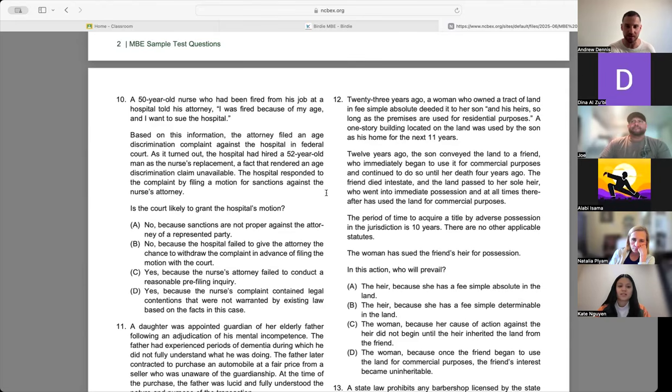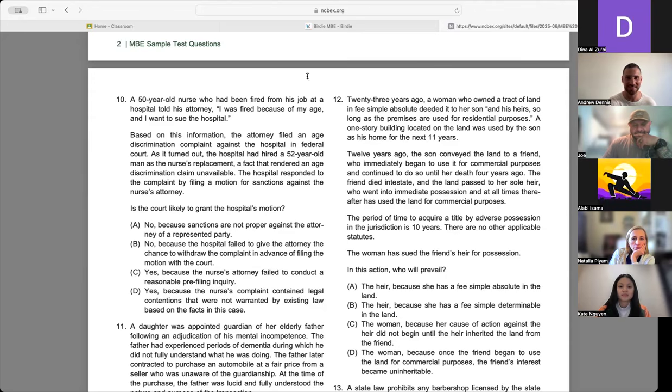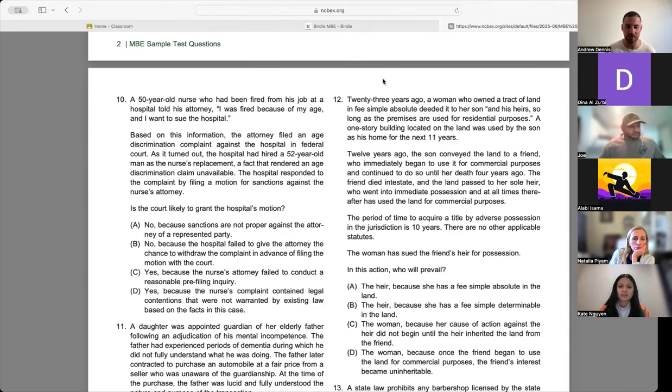What did you guys think for this answer, for the people who did this question? I put D. The woman, because once the friend began to use the land for commercial purposes, the friend's interest became uninheritable. And who else did this question? Did you check the answer? No. Oh, okay. Go ahead, Dina. I just want to say I did this question. What answer did you pick? I think I put A. I'm leaning A too because of the adverse possession claim. Yeah, so it reverts back already, but then there was adverse possession on the land. Anyone else do this question?